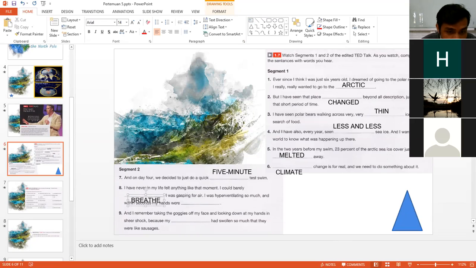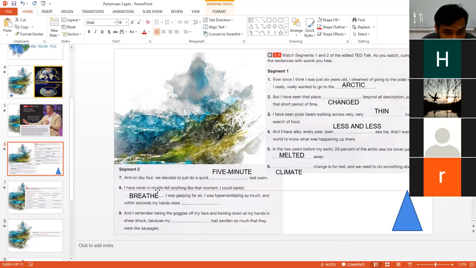Yes, sir. Breathe with E, ya. Bernafas. Kalau breathe ini kata kerja, bernafas. Tapi kalau nggak ada pakai E, itu kata benda, nafas. Hati-hati, ini tricky. Oke, number 9. Oh, belum, masih nomor 8 ya.